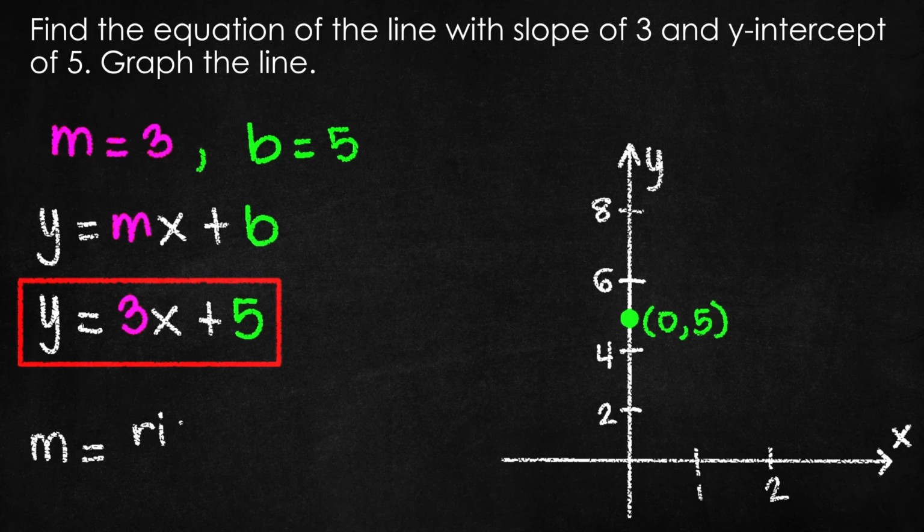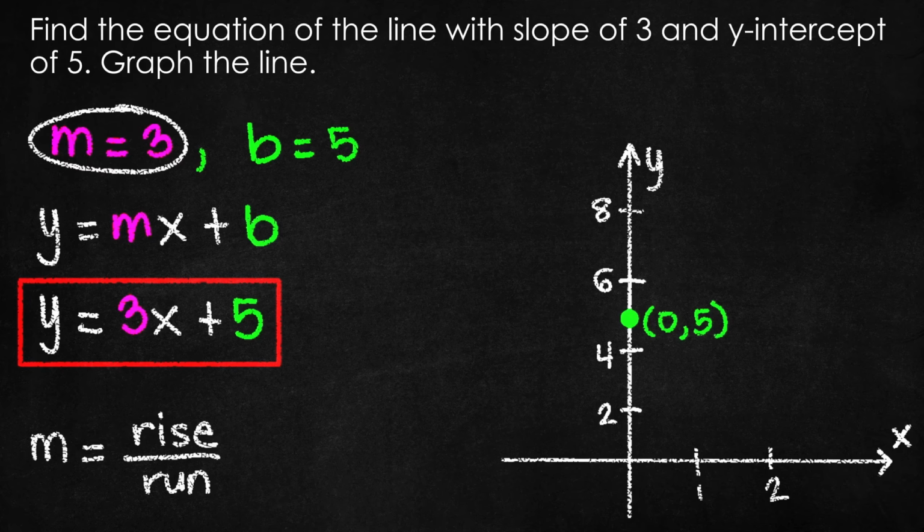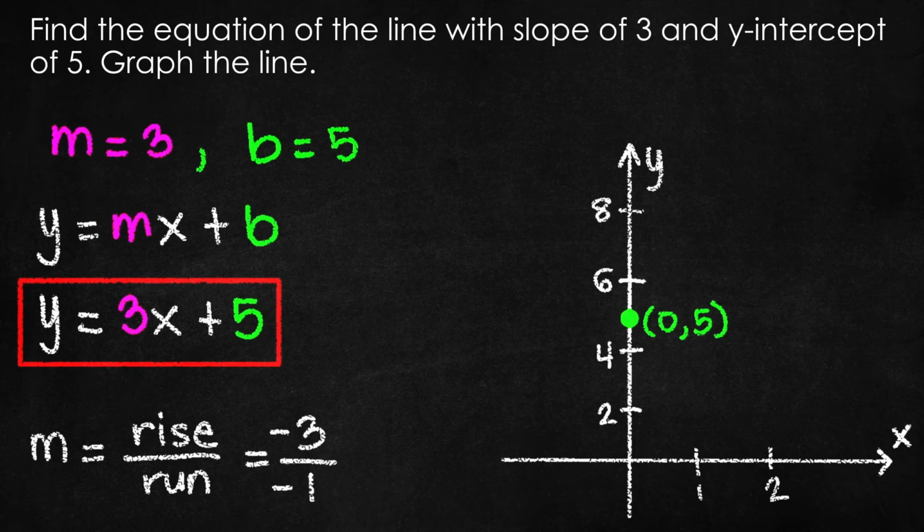The slope ratio is rise over run. We already know the slope is 3, but 3 can be written in 2 ways as a ratio. It can be expressed as 3 divided by 1 or negative 3 divided by negative 1. Either way is correct, so it's up to you. But say we stick to positive values. Each time we rise 3 units up, we move 1 unit to the right.